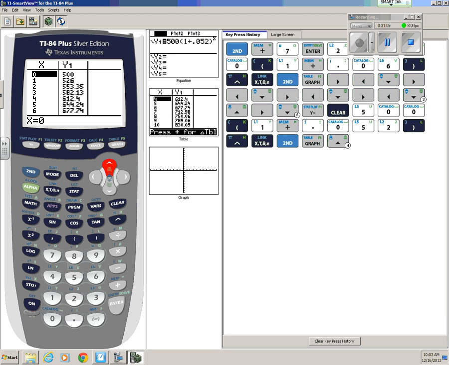So year 0, the coin is worth $500. After the first year, it's worth $526. And in the second year, it's $553, and then $582. The idea is we want to find out, when is it going to cross the 3,000 mark? Well, we can just scroll down until we see where the coin first crosses the $3,000 mark.